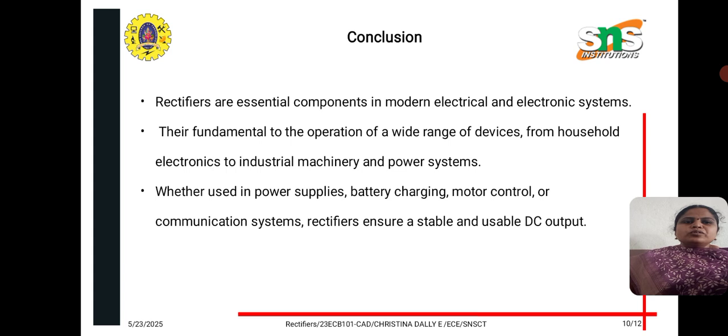In conclusion, rectifiers are used in modern electrical and electronic systems, and are fundamental to the operation of devices from household electronics to industrial machinery in the power system. Whether used in power supplies, battery charging, motor control, or communication systems, rectifiers ensure a stable DC output.